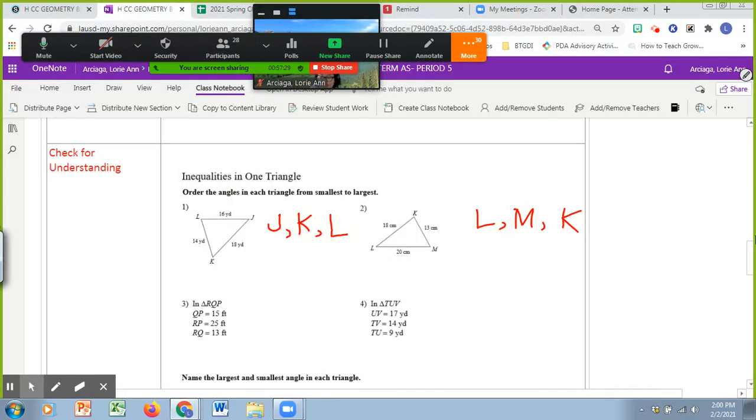Next. Find or order again from small to large, but now the triangle is not given to you. Okay, remember what's the shortcut? The missing letter is the one across it. Okay? So what's the longest side? RP. So what's the missing angle? The letter missing, okay, Q. So start with Q, that's the smallest. What's after Q?